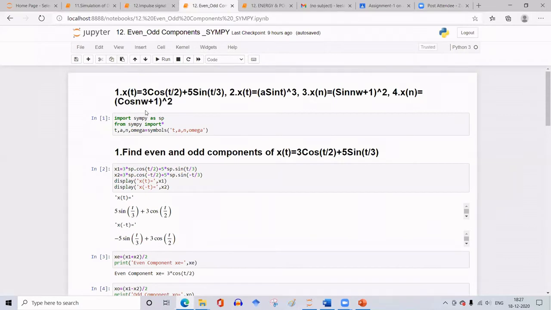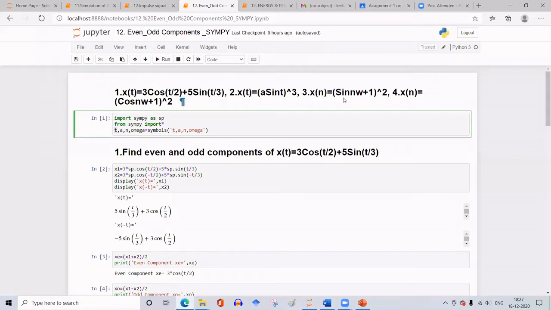Again, I'm using only the SymPy library. So import SymPy, and from SymPy import all the functions. Then I'm defining t, a, n, and omega as symbols.